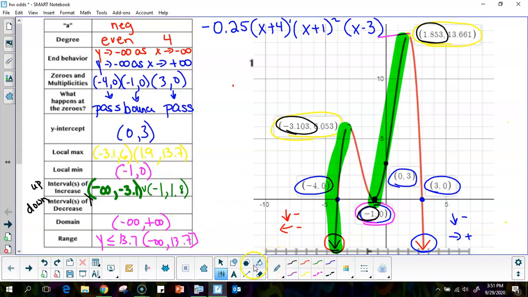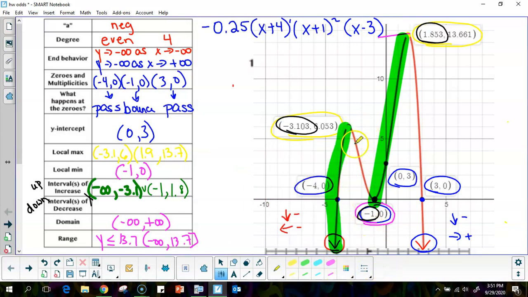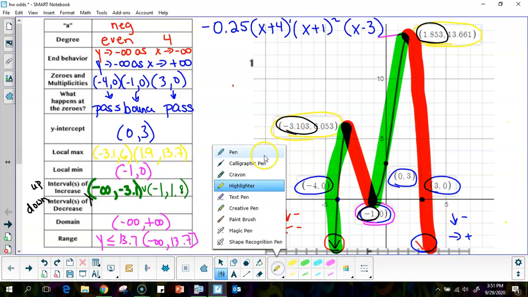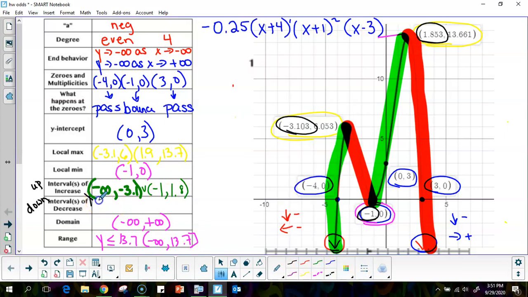Okay. Let's go with a different color highlighter. I like the red one for downhill. I think red is being negative. So let's see if that's red. Yep. Downhill, downhill. Okay, so the first one starts at -3.1.